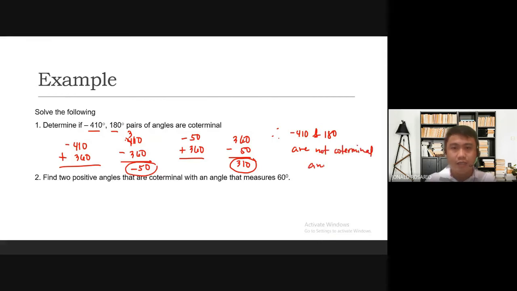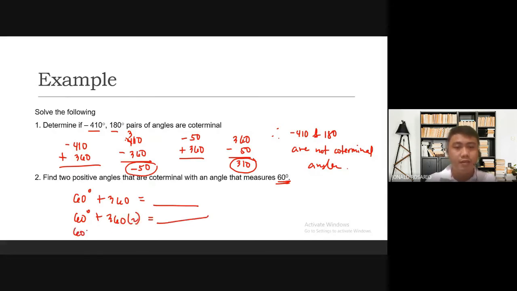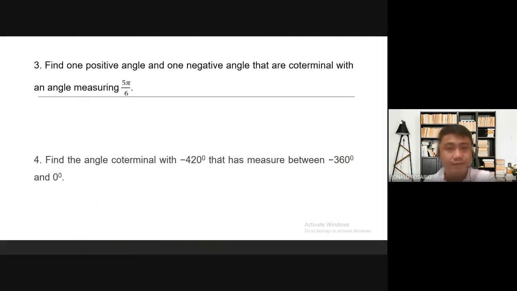Coterminal angles. Number 2, find two positive angles that are coterminal with an angle that measures 60. All you have to do here, since positive naman, mag-plus kayo ng 360. Kung anong sagot dyan, yun yung first coterminal. And then, ito naman, 360 times 2. Kung gusto nyo pa, 360 times 3, kung ang pinapahanap niya ay tatlong positive. Ganun lang po kadali.